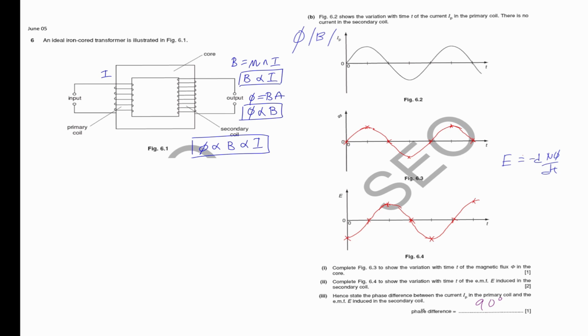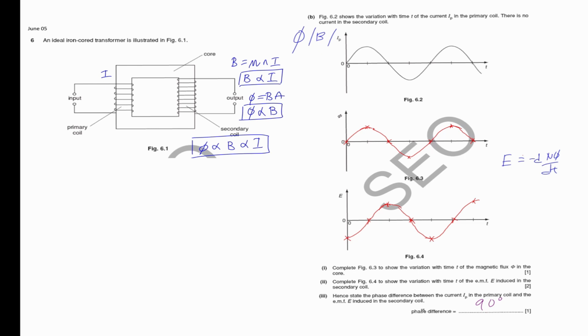Therefore, the flux in the core, which is what they want, which is actually the flux in the coil, will be directly proportional as well. So you just follow back the same graph. The amplitude of course can be different, doesn't matter, but the shape must be the same. That means if you start from 0, you start from 0. If one period is up to here, one period is also up to here.